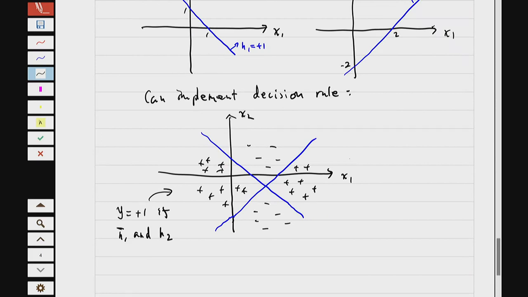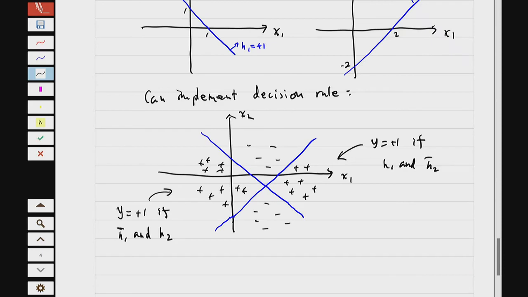Yeah? And for the left-hand side region, we have y is plus 1 if what? Yeah, h1 and not h2. Yeah? Everyone okay with this? Okay, so this is h1 and not h2. Okay, those are the two regions where we get pluses. Every other region will be negative.